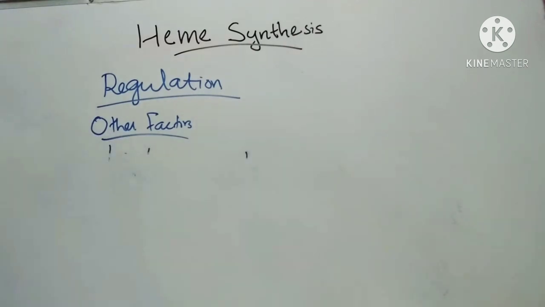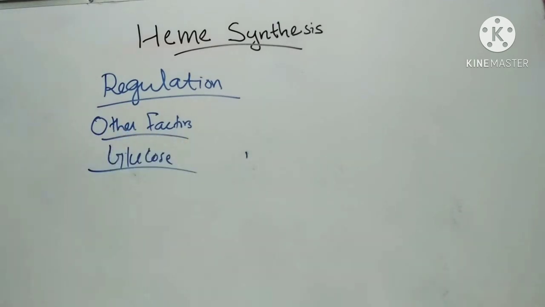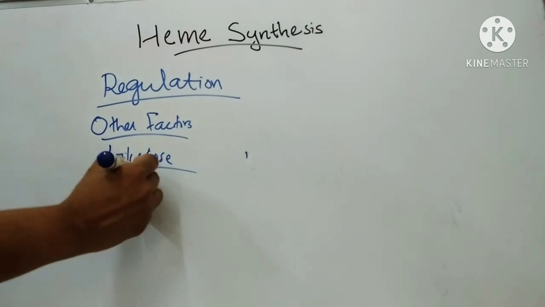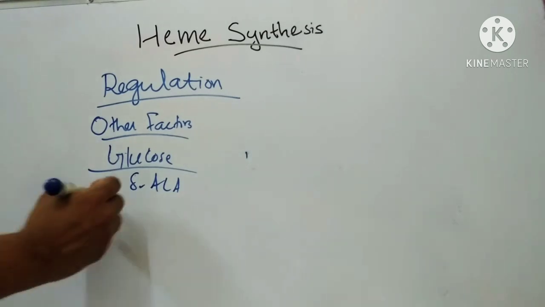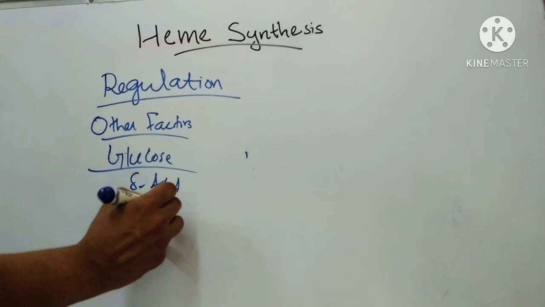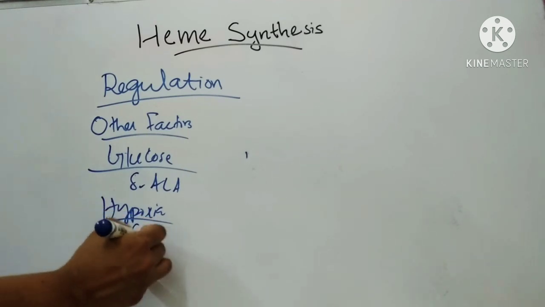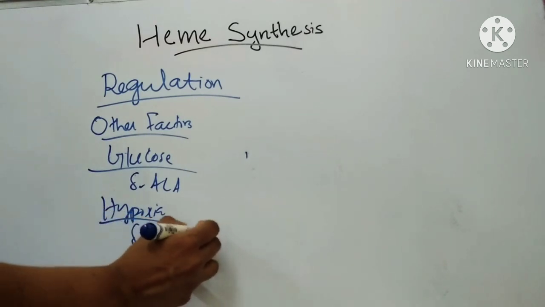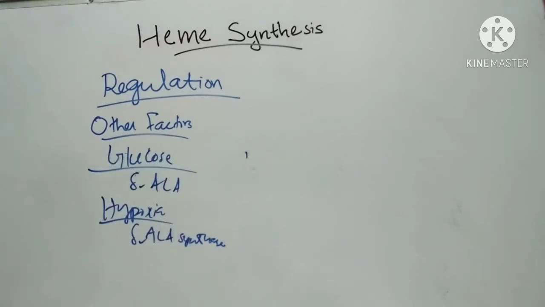Next one is glucose. Glucose can prevent the induction of delta aminolevulinic acid synthase. Then next one is hypoxia. Hypoxia increases the activity of the enzyme delta aminolevulinic acid synthase in erythropoietic tissues. That is the action of hypoxia.